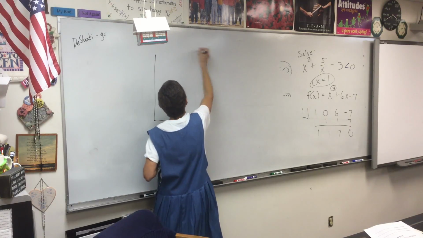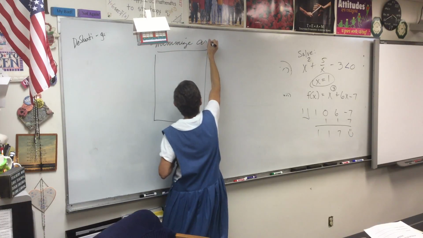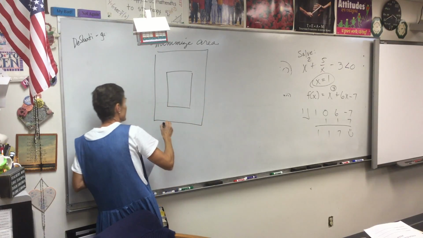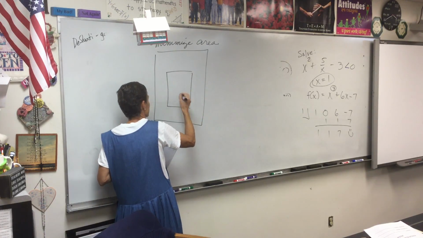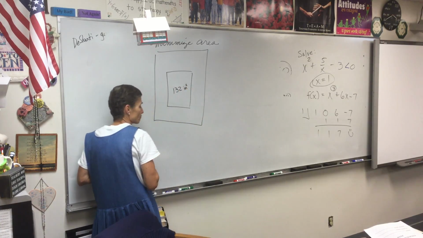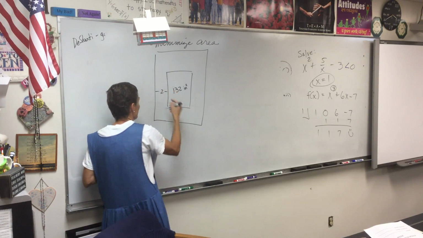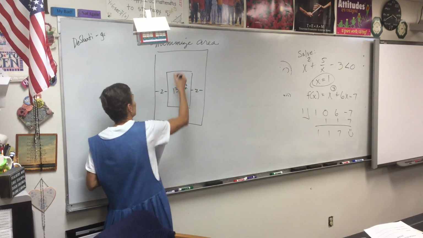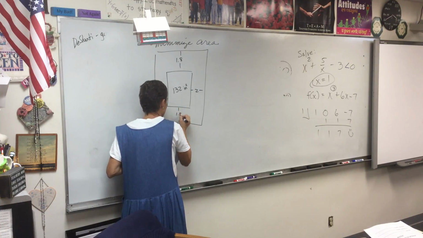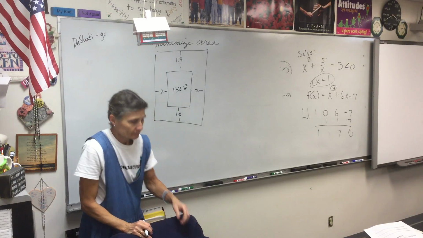We want to minimize the area of this, and here are the constraints. We're going to put a picture in here, and the size of the picture is 132 square inches. And we want to kind of fancy frame this picture, so we're going to have 2 inches on this side, 2 inches on this side, and 1.8 inches up here and 1.8 inches down here. Okay? And we want to minimize the area.